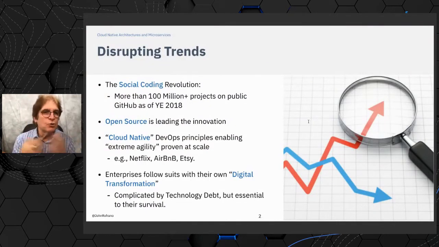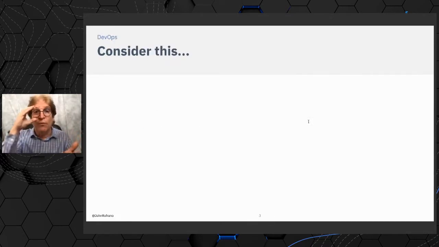There's been some disrupting trends, right? Social coding revolution. I have to update this every time. I only got numbers since 2018, when GitHub said 100 million plus repos on GitHub, mind blowing. So open source is leading innovation. The whole cloud native movement, Netflix and Airbnb and Etsy, and then the enterprises who are trying to do a digital transformation, right? They're trying to reinvent themselves, but they've got lots of technical debt and lots of legacy to deal with. And that's one of the things I do in my day job at research, using AI to figure out how we modernize that. Can we use AI to help modernize applications, these big monoliths, into microservices? It's a real problem to upgrade and make all the software new again for these new environments.